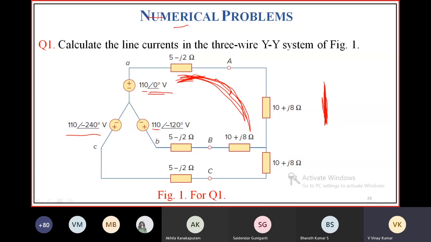Coming to this, 5 minus j2 plus 10 plus j. Here also 5 minus j2 plus 10 plus j. Same here, also the same, right? That is, the load is a balanced load. Source is balanced as well as load is balanced. This is a balanced system.